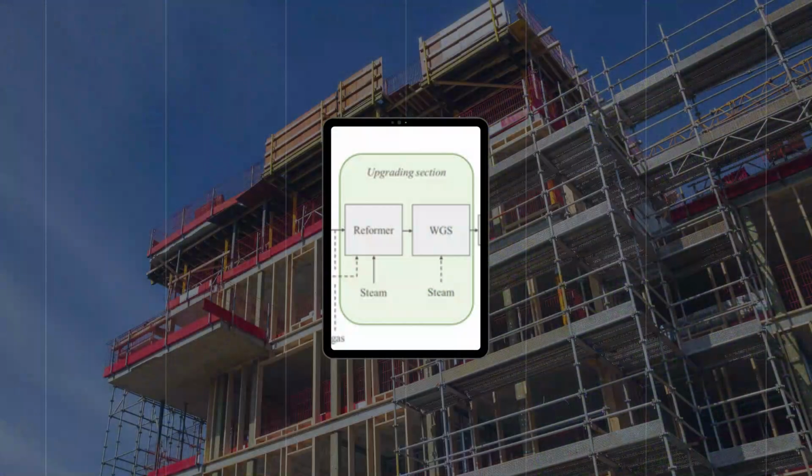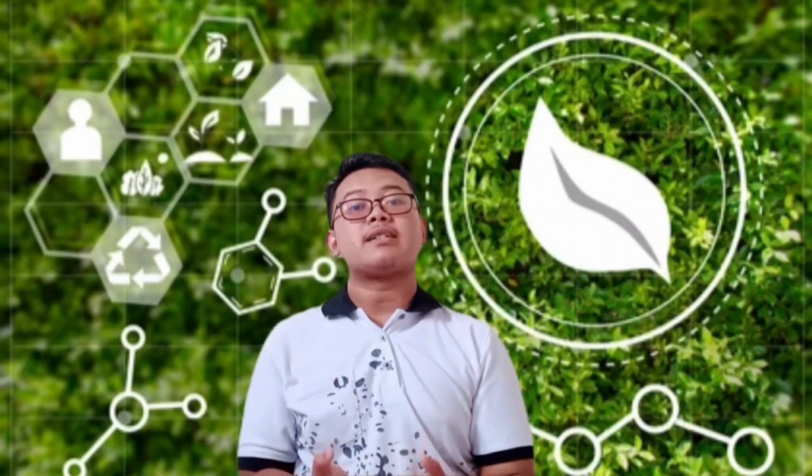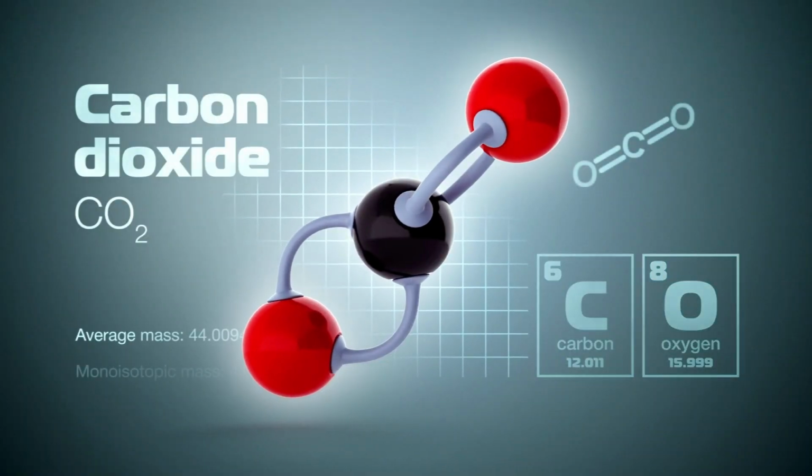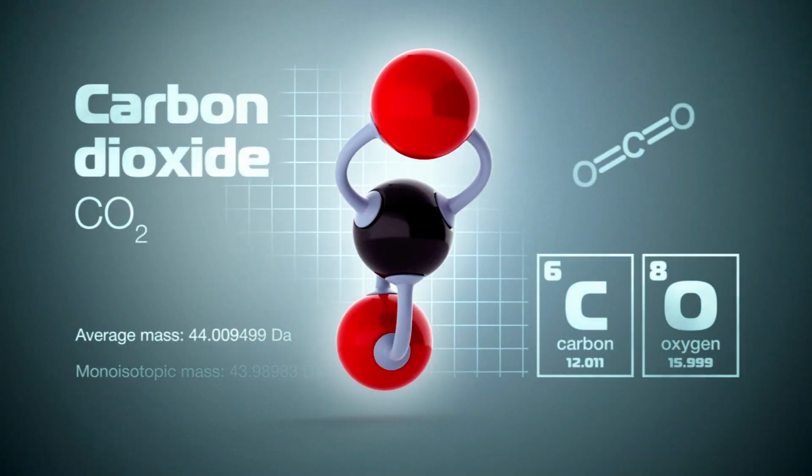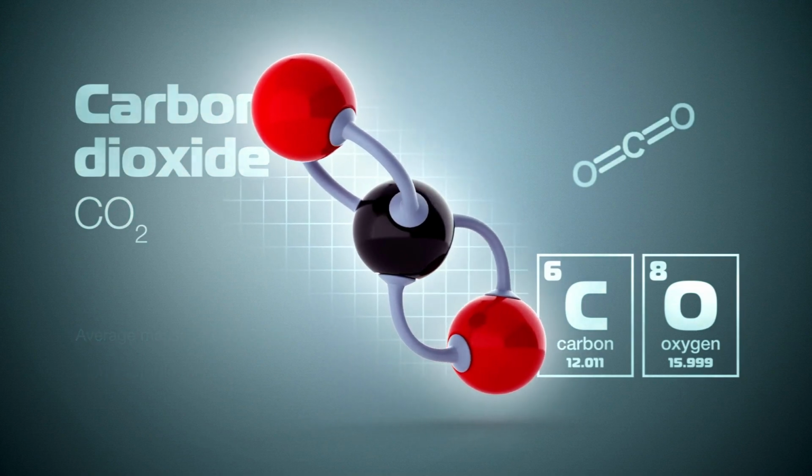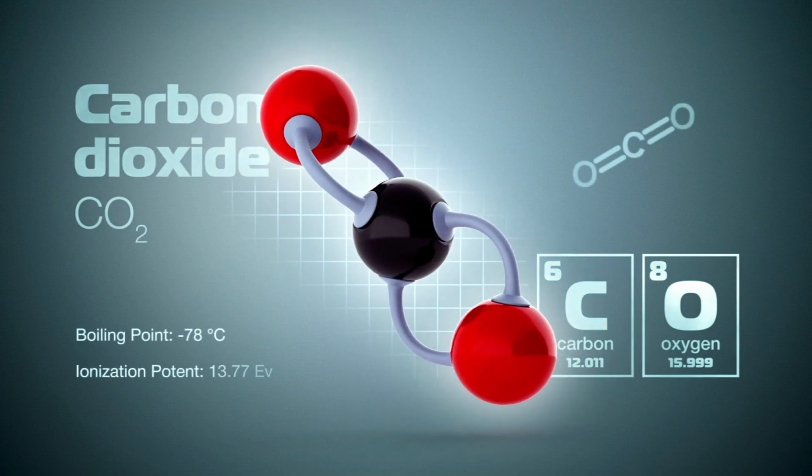Next is the upgrading section. This section also has 2 containers, which are the reformer container and the water gas shift container. The reformer container will reform the gas in the presence of cold gas and steam. The water gas shift container will adjust the ratio of the composition of the gas to get the desired gas. Next is carbon dioxide separation. This container will separate the carbon dioxide from the product, whether the product is flue gas or syngas.